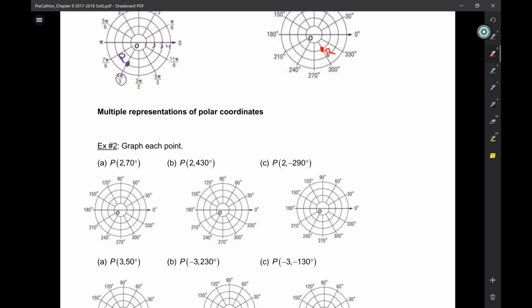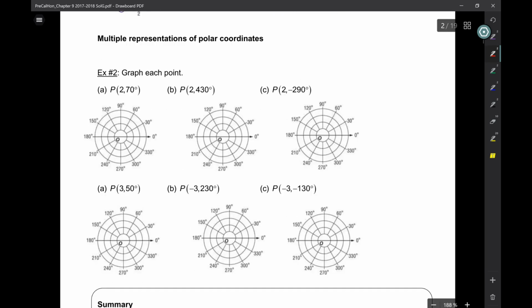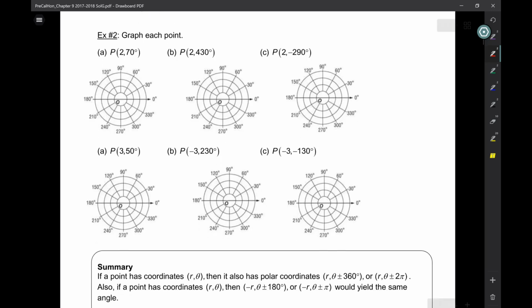Okay, so let's do this illustration. We're going to graph P. So that's at 70 degrees and a radius of 2. That's right about there. And then I have P at 2 and 430. So that's 360 plus another 70. Where does that take me? Same exact point. Because what happened here? 70 plus 360. Well, obviously, that's a full circle.